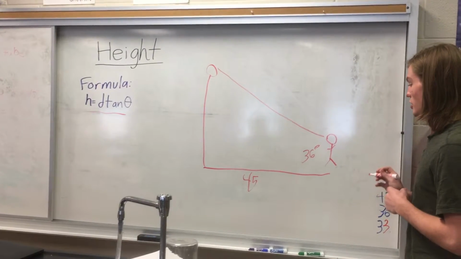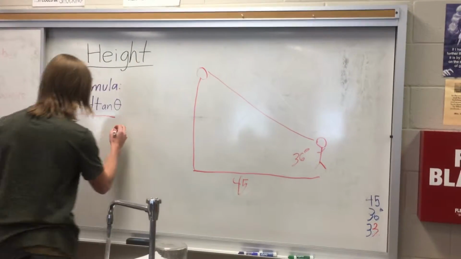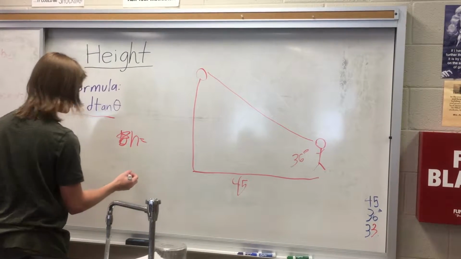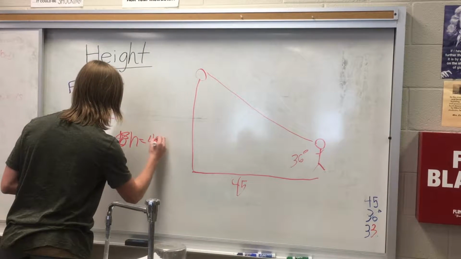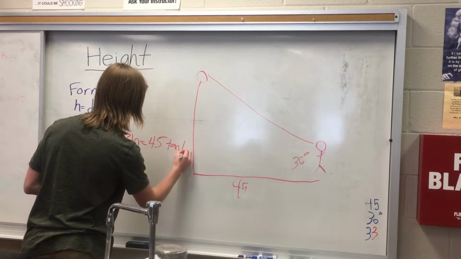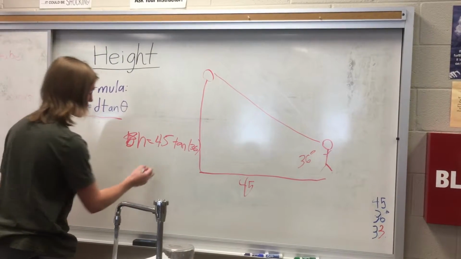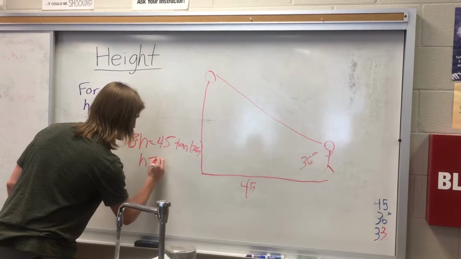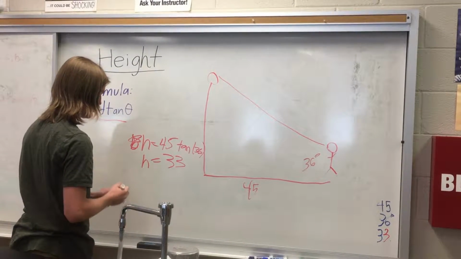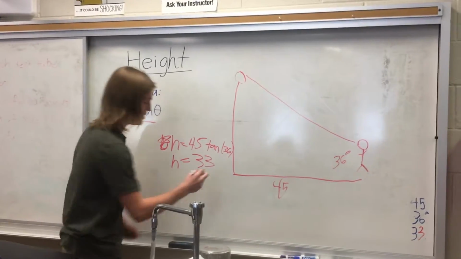Then we just plugged our numbers into the formula. Height equals the distance, 45, times tangent of 36. When we plug this in the calculator, we got the height equal to 33 feet.